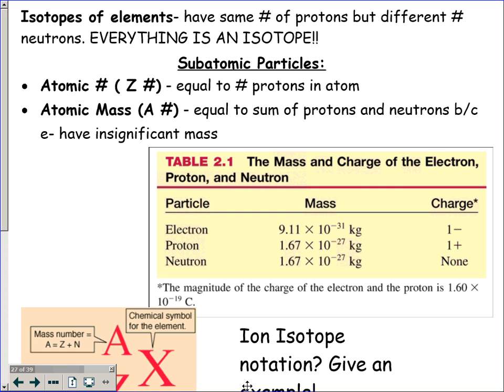So isotopes of a given element is how I'll phrase that, to say isotopes of an element have the same number of protons but a different number of neutrons. That different number of neutrons gives it a what?